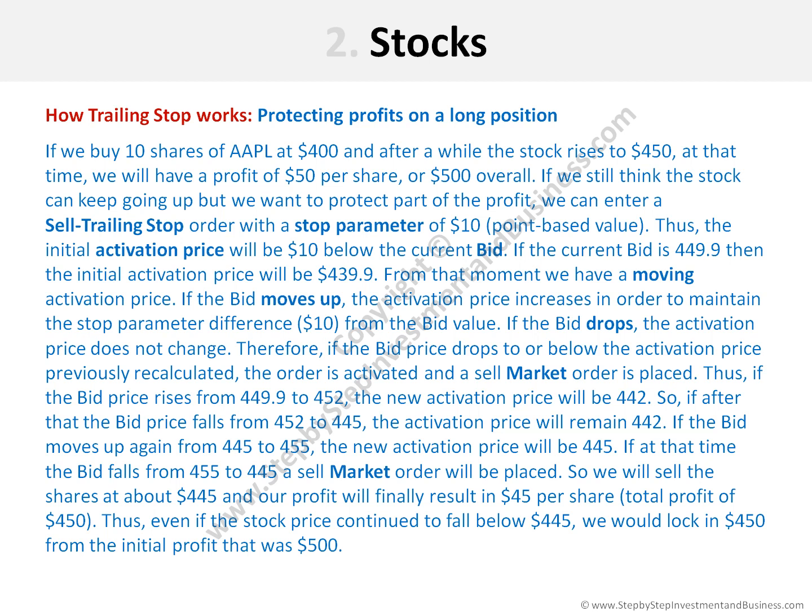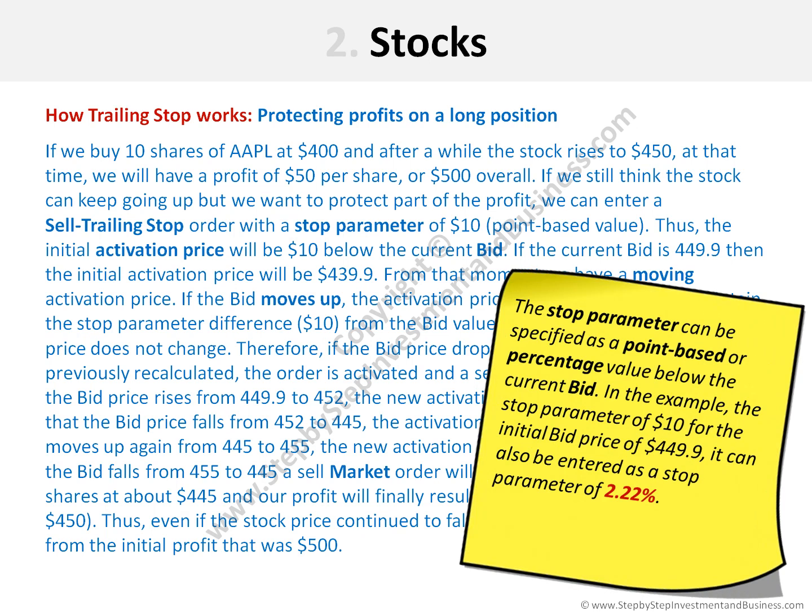Thus, even if the stock price continued to fall below $445, we would lock in $450 from the initial profit that was $500. As previously mentioned, the stop parameter can be specified as a point-based or percentage value below the current bid. In the example, the stop parameter of $10 for the initial bid price of $449.9 can also be entered as a stop parameter of 2.22%. Those $10 with respect to the bid value of $449.9 correspond to the 2.22%.